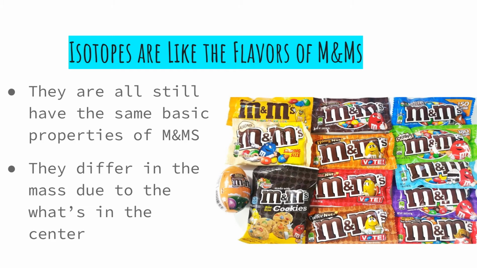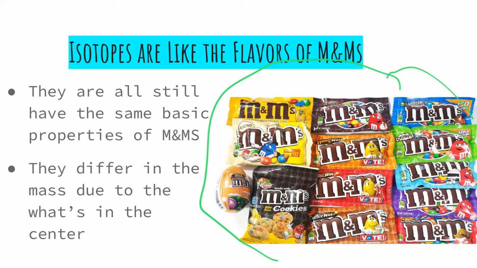Now, the analogy of an isotope being similar to an M&M's, I think really hits home the point. So what you can see are some of the different varieties of M&Ms, and this is probably not even all of them. They are different versions of the same thing. They are all still M&Ms. They're all still chocolate candies. But they differ in their mass.